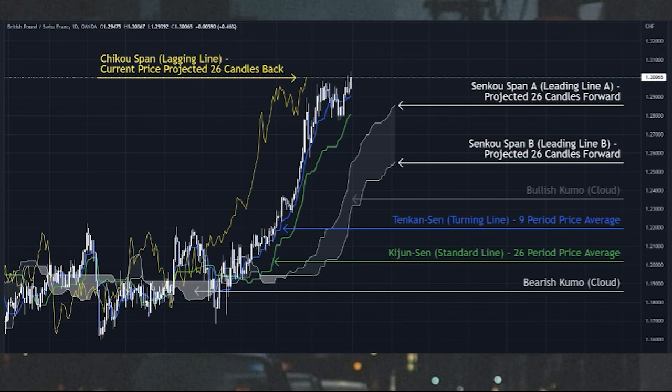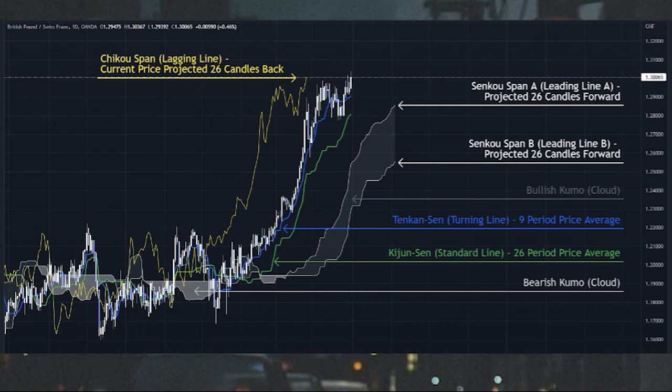The yellow line is called the Chikou span. It is the current price plotted 26 candles in the past. Chikou span is used primarily to assess trend direction. Simply put, if it is above the candles, the trend is bullish, and if it is below the candles, it is bearish. If the market is ranging, the Chikou span will be tracing the candles up and down.